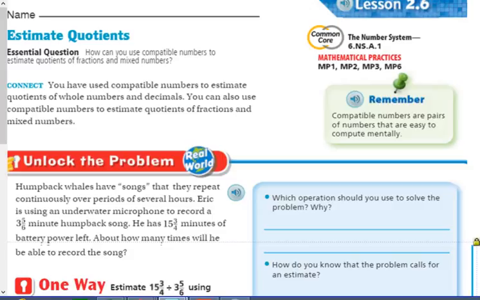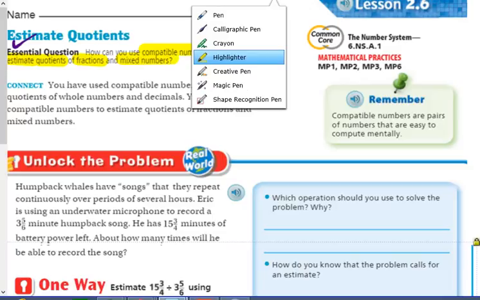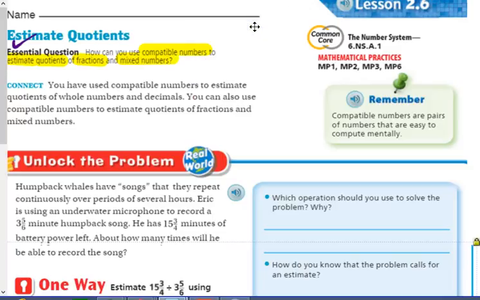So let's get to the essential question, which of course will be part of what you will be answering in your summary. How can you use compatible numbers to estimate quotients of fractions and mixed numbers? Compatible numbers. Compatible numbers to estimate quotients, fractions, mixed numbers. Wow, this is a vocabulary packed chapter.